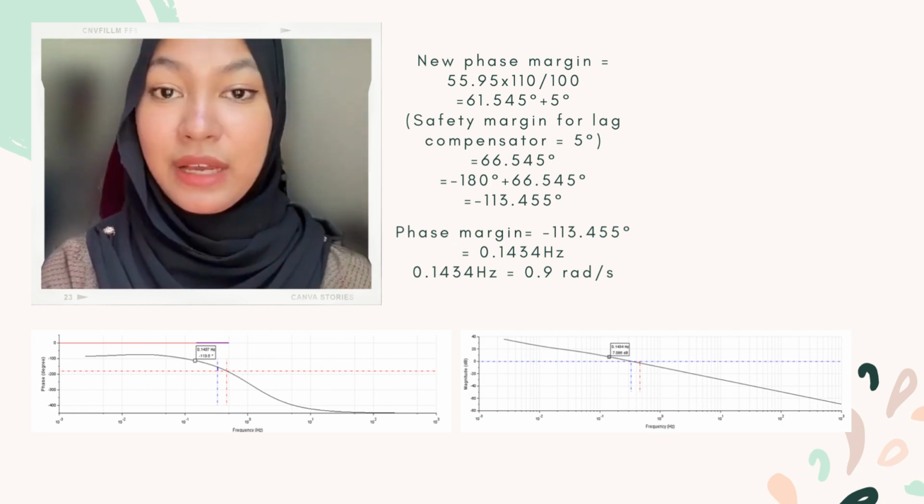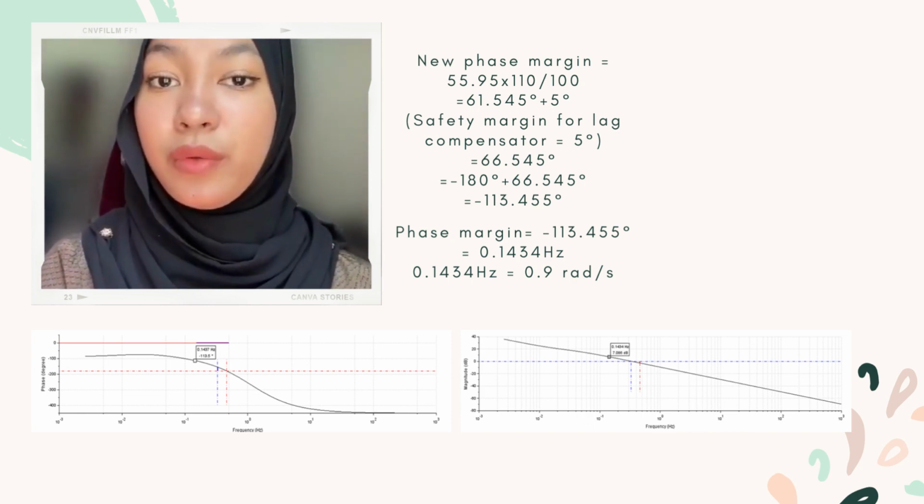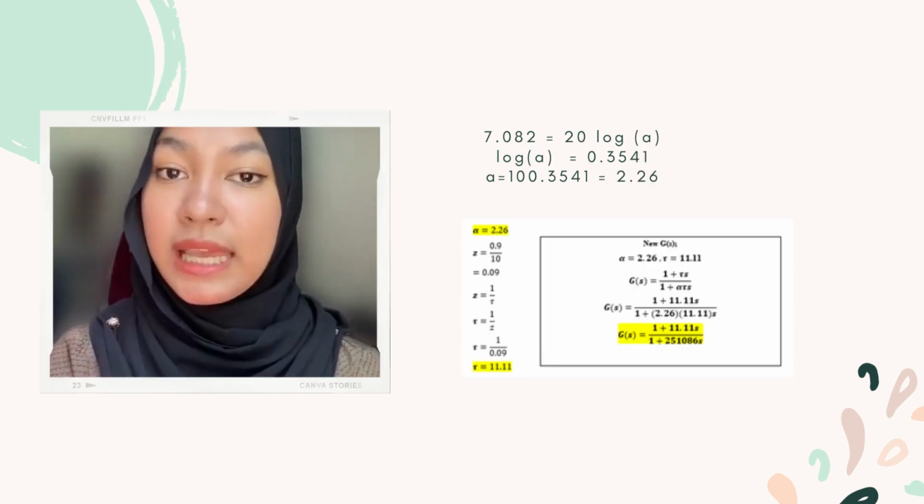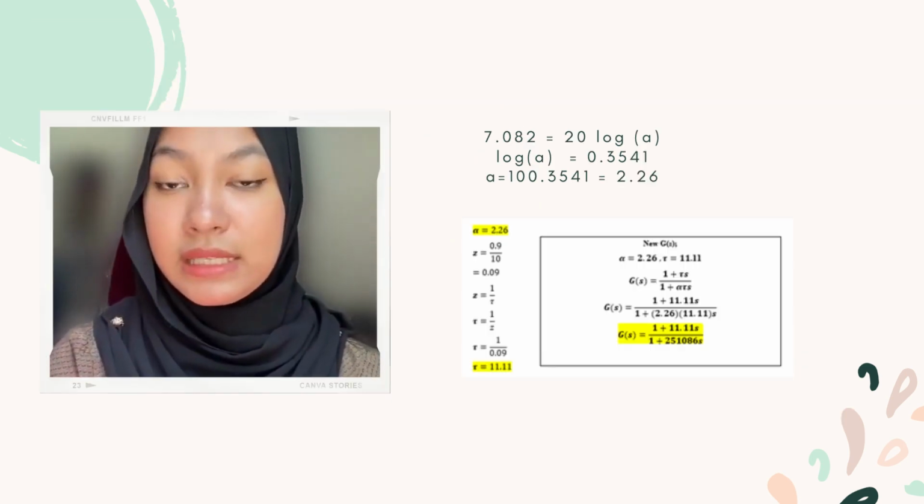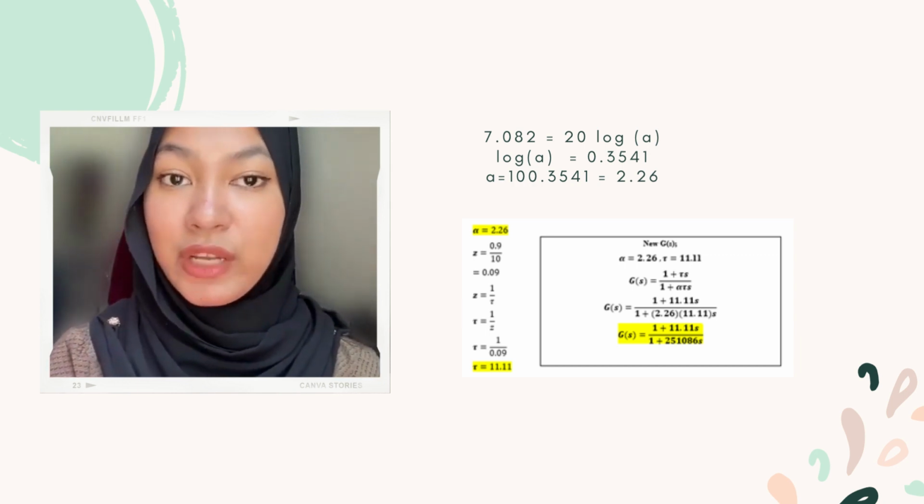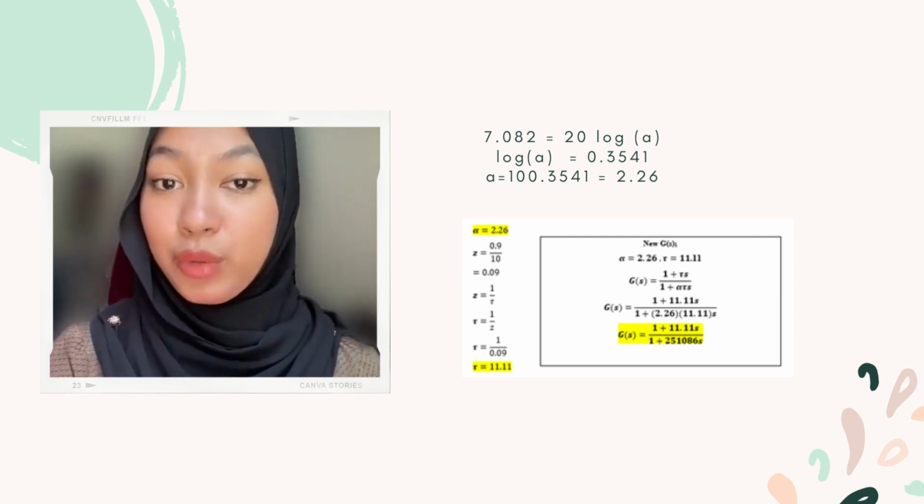And then negative 113.455. The new gain crossover frequency is 0.1434 Hz or 0.9 radian per second. Using Scilab, the gain at omega c is 7.082 dB, equal to 20 log A. From the equation, we get alpha equal to 2.26.